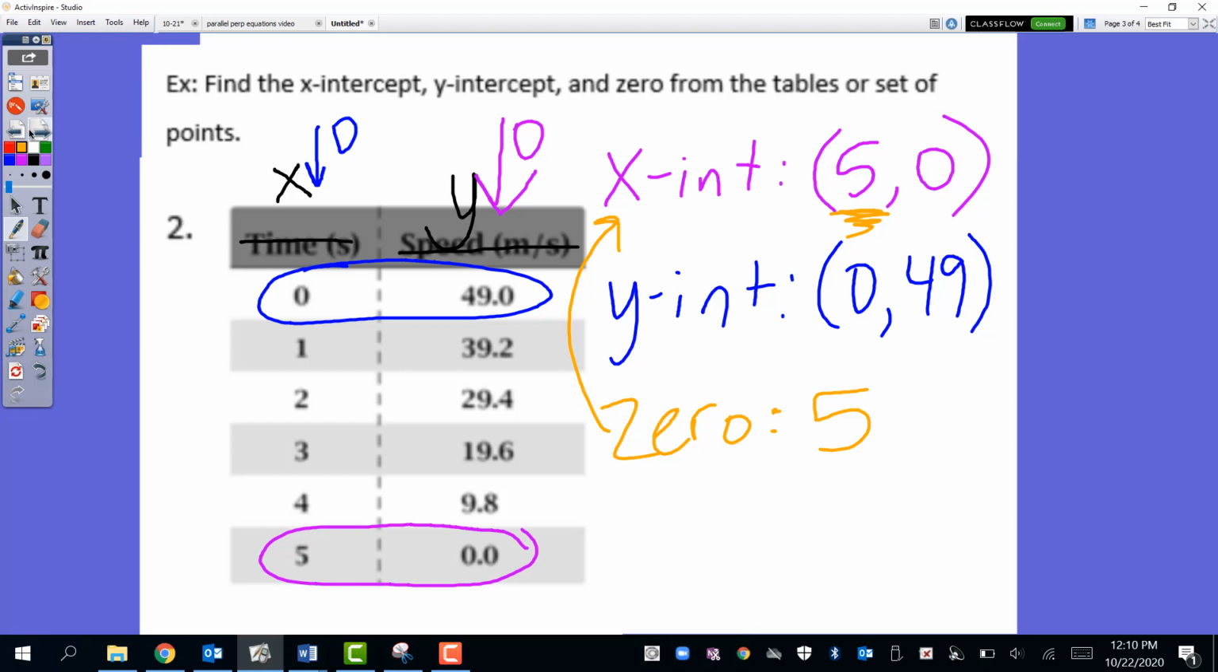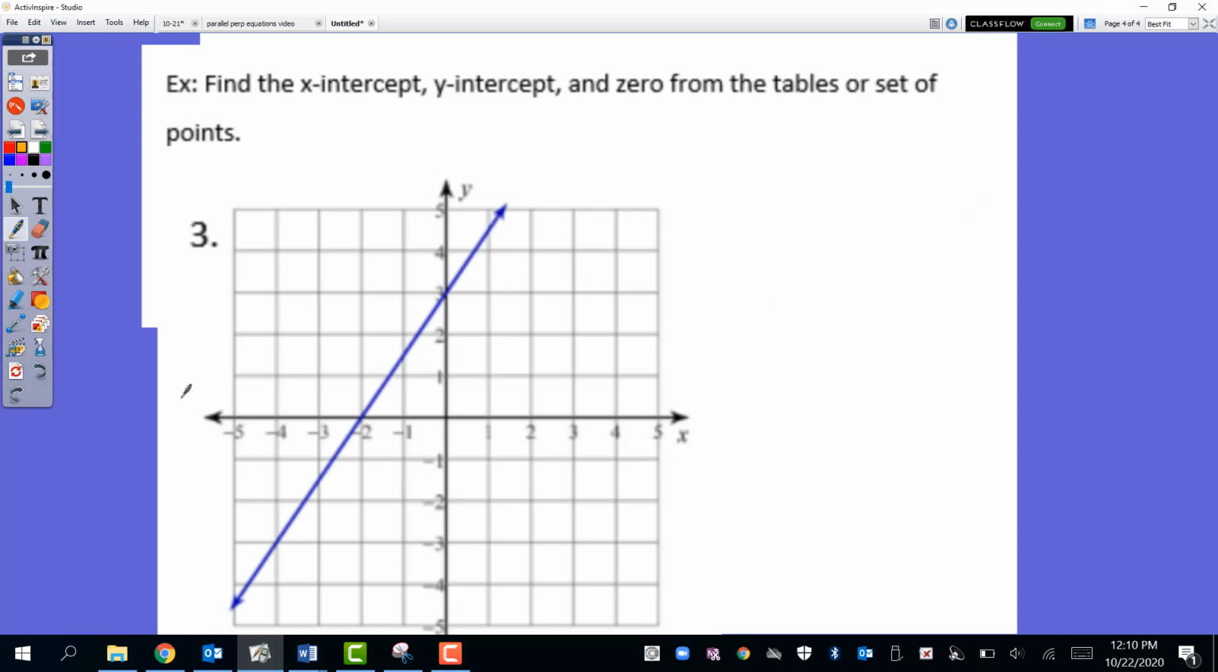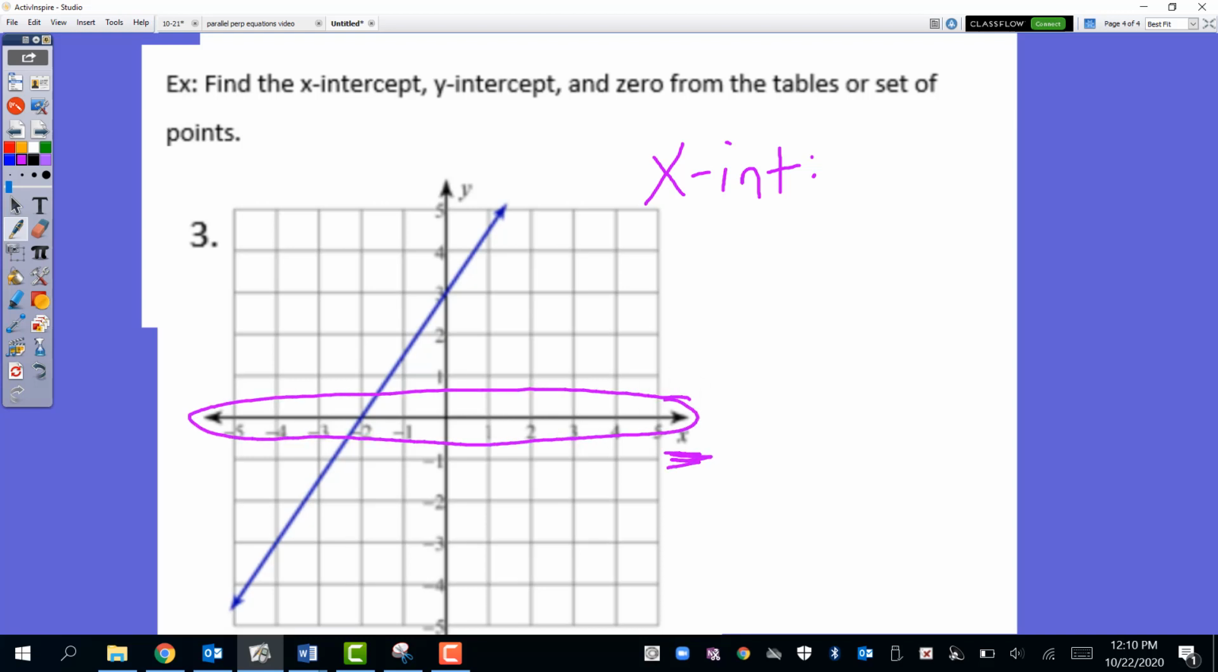All right, last one. It's from a graph. We're going to do the x-intercept first. Now we said the x-intercept is where it crosses the x-axis. So where does the line cross here? Well, what number does that happen at? Here's my graph. It's crossing right here. What number is that on? Oh, that's on -2. So we know it should be number, comma, 0, so -2, comma, 0.